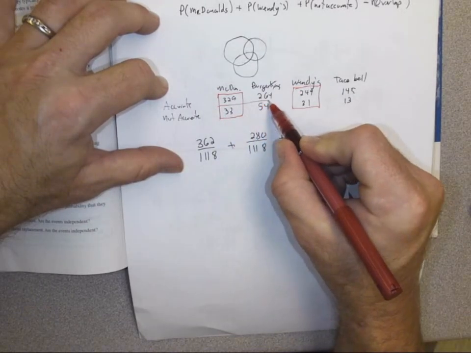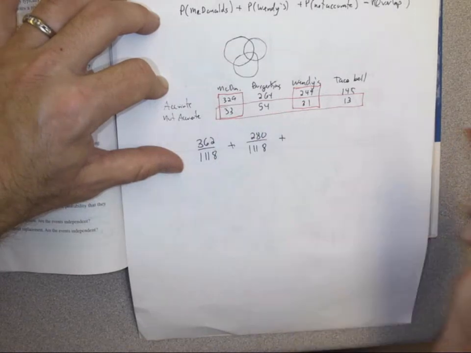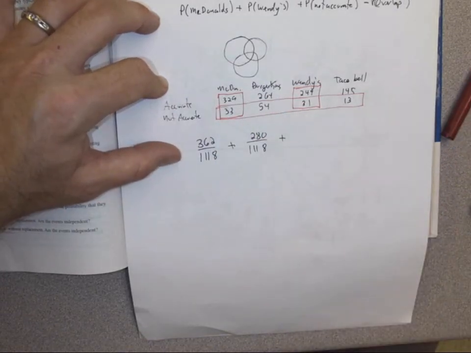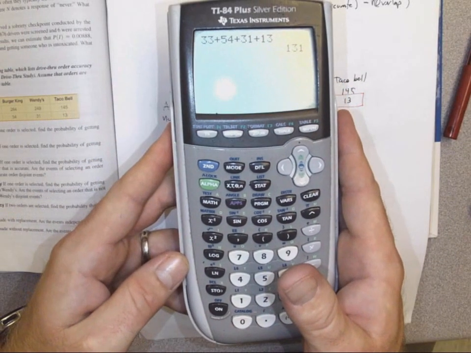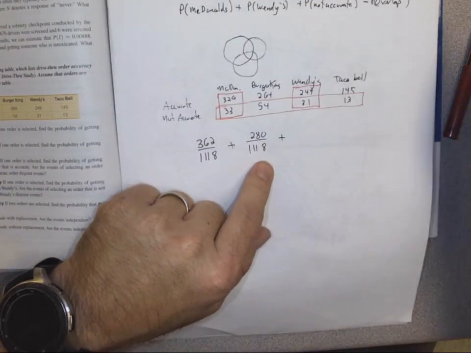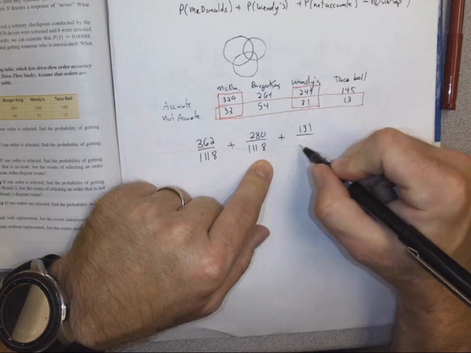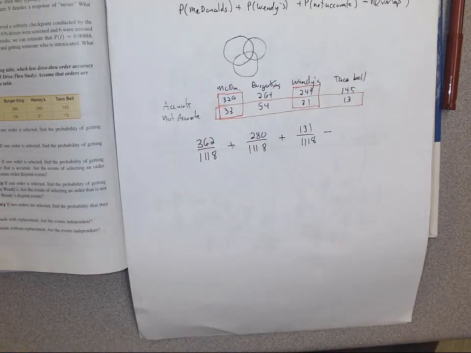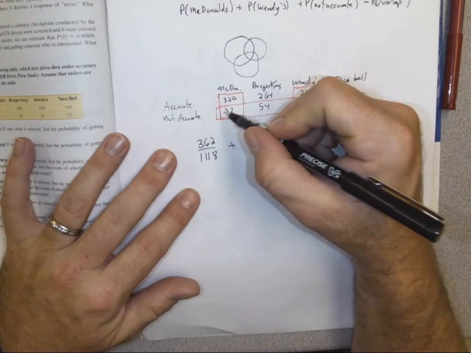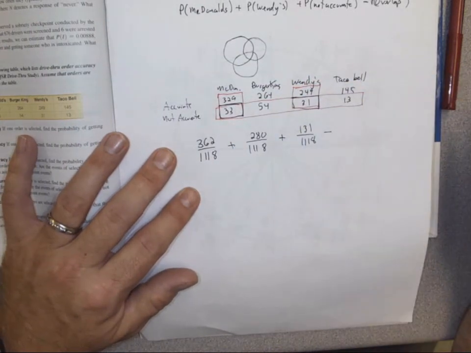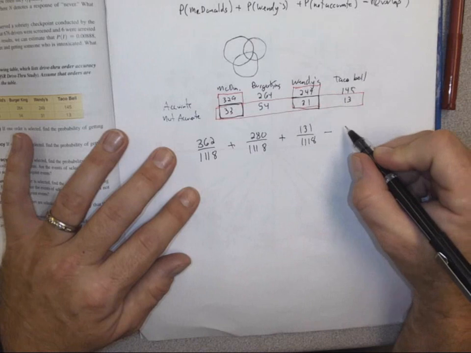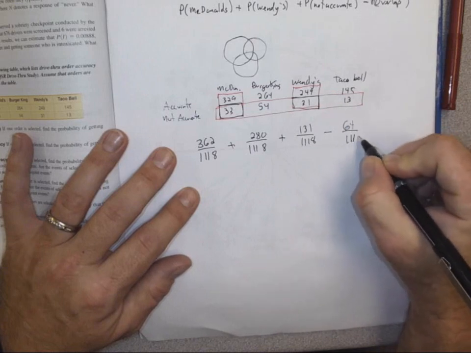Not accurate, so it's that, right? Is that clear? Okay, so I'm going to add those up. 33 plus 54 plus 31 plus 13. So when I add those up, I get 131. So the probability of not accurate is 131 all over the total. Minus, I have to subtract out the probability of overlap, right? Where do they overlap? Yeah, you can see it. You guys see they overlap here? And they overlap here? That's right, yep. Subtract the probability of their overlap. So this is going to be 64 all over 1118.